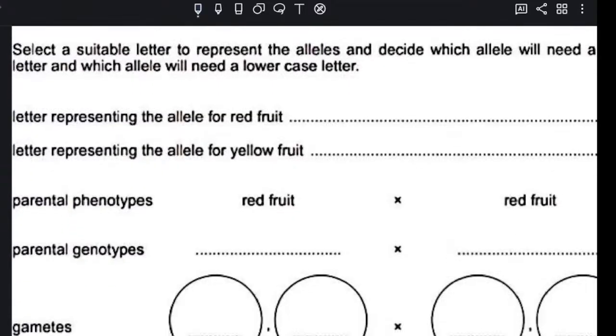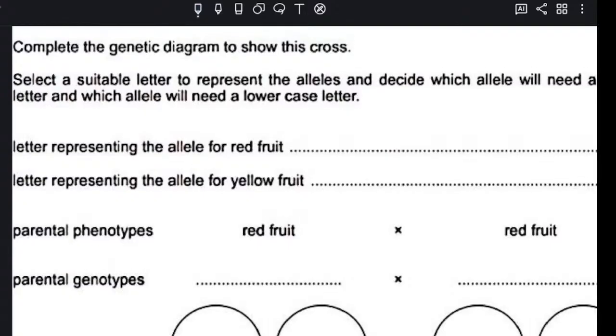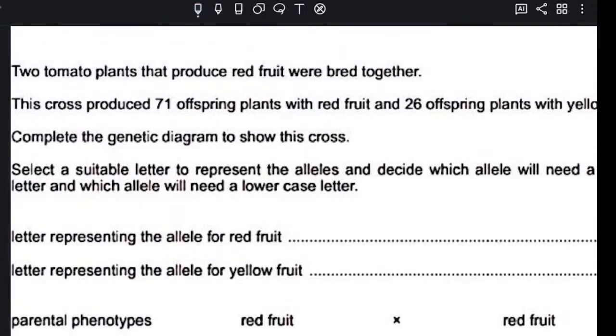Next question. Question number 4. Can you see? We're on question number 4 now. We are continuing. What does it say? It says, select a suitable letter, and so on. We have 71 offspring and 26 offspring in yellow.